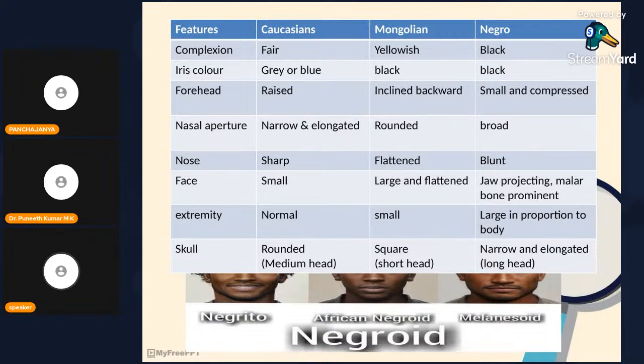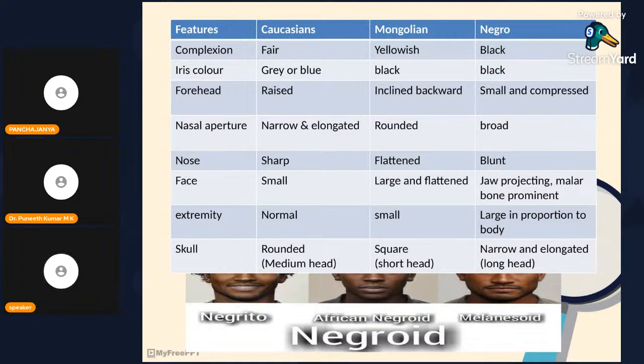When we see a Negro person, the base of the nose or the nasal opening will be very wide, based on which we can recognize he is a Negro. But it is not a definite identification based on one data point. It should be multiple features. All these features should be considered, and then we should recognize the race.